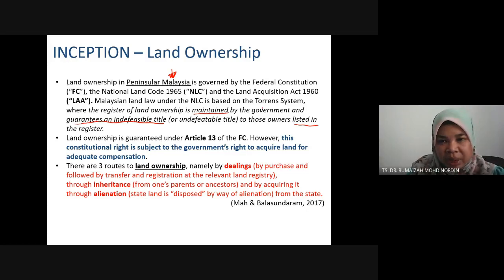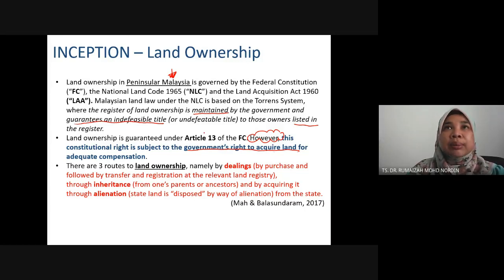However, there is a however here. In the Federal Constitution, this constitutional right is subject to the government's right to acquire land for adequate compensation. This means that if the government has projects, for example building roads, LRT, MRT, ECRL, passing through our land, we have no right to say no to the government.